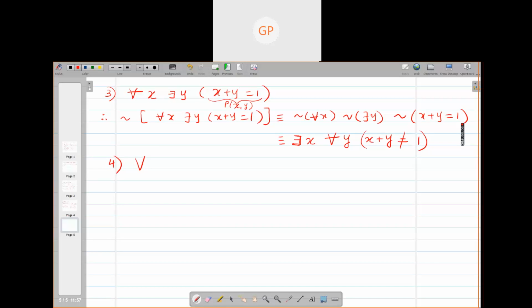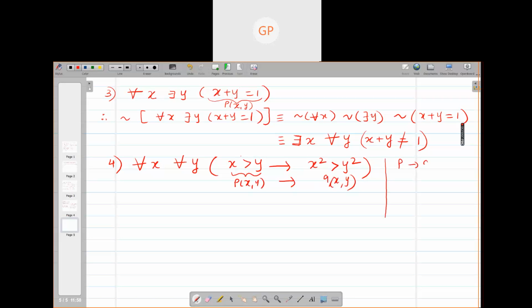Now next, for all x, for all y, and the statement is x is greater than y implies x square is greater than y square. This is a one way implication. If you get confused with this symbol, I will write it like this. So this is my pxy and this is my qxy. Do you understand it? It is p implies q, right?